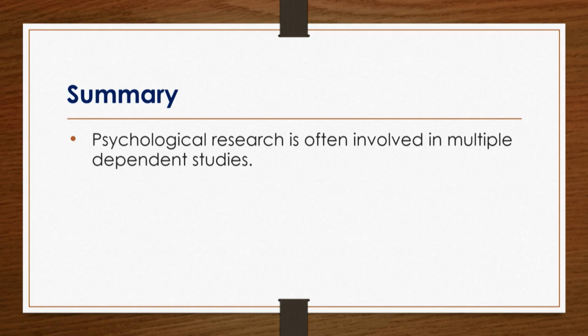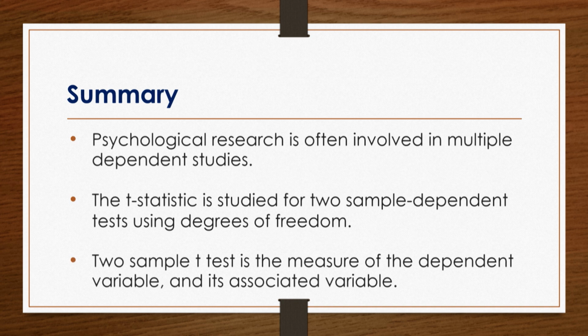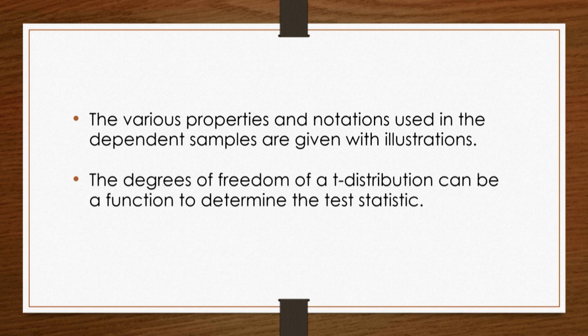Students, let us summarize what we have learned in this video. Psychological research often involves multiple dependent studies. The t-statistic is studied for the two-sample dependent test using degrees of freedom. The two-sample t-test is a measure of the dependent variable and its associated variable. The various properties and notations are explained in this video, and it is used in the dependent sample t-test, given with suitable illustration. The degrees of freedom of a t-distribution can be a function to determine the test statistics.